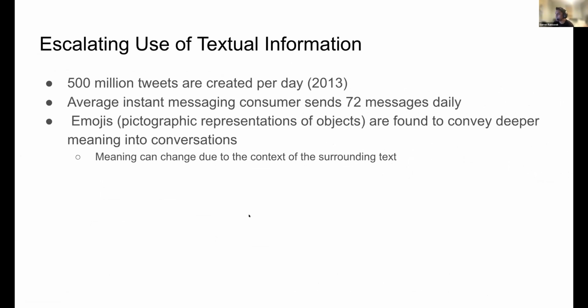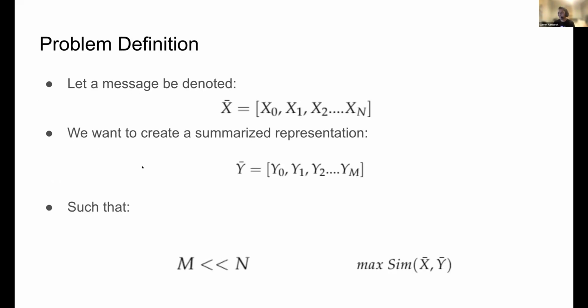Okay, so now to the actual presentation. We know that there's an escalating use of textual information. As of 2013, a long while ago, there were 500 million tweets created per day. I can just imagine this number has skyrocketed recently. The average instant messaging messages sent is around 72 messages every day. And there's been ongoing research to show that emojis are found to convey deeper meaning in conversations, and their meaning can change due to the context of the surrounding text.